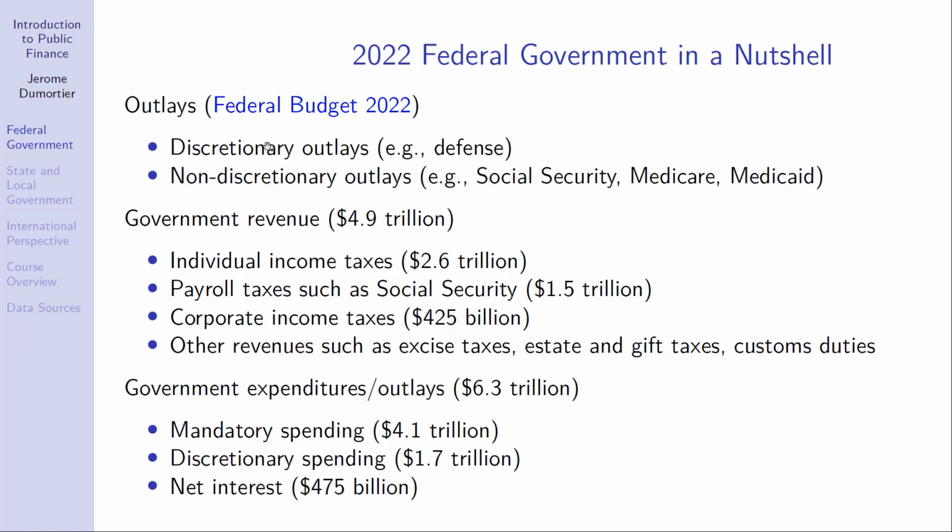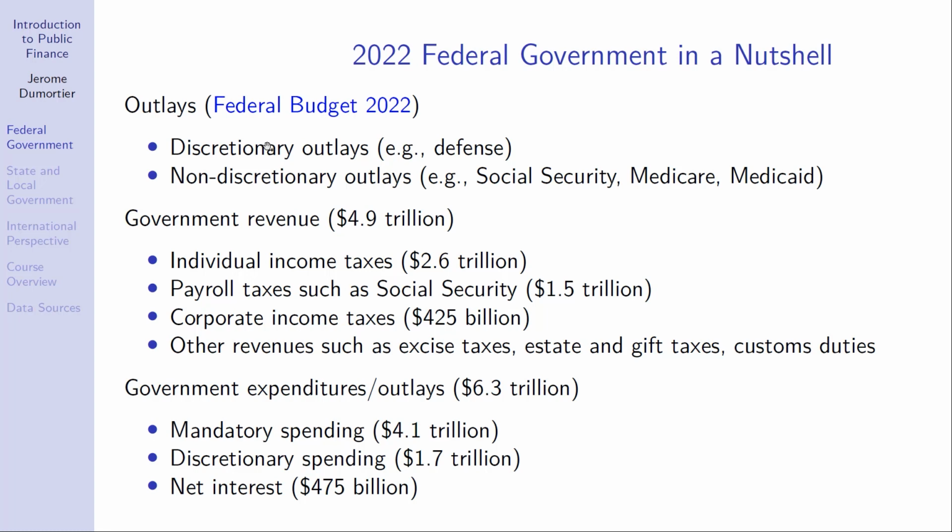Think about it this way: the discretionary outlays actually have to go through what is called an appropriation bill. Basically, Congress has to decide, in conjunction with the White House, how much to spend on certain items. Non-discretionary outlays do not have to go through an appropriation bill. The government revenue in 2022 was about $4.9 trillion. You can see that a large chunk of this money comes from individual income taxes, about $2.6 trillion, but there are also payroll taxes such as Social Security, which make up $1.5 trillion.